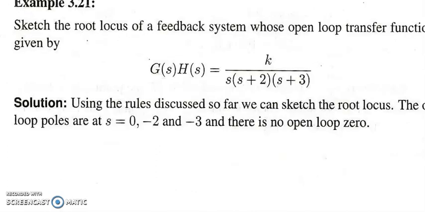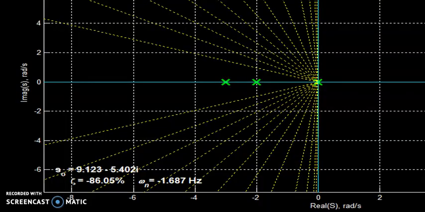Let us take another example. Sketch the root locus plot of a feedback system where G(s)H(s) is given by k into (s plus 2) by s(s plus 3). Using the rules, we can sketch the root locus. The open loop poles are at s is equal to 0, s is equal to minus 2 and minus 3. There is no open loop 0. So this is the location of the poles.